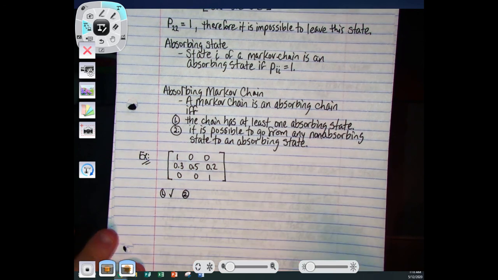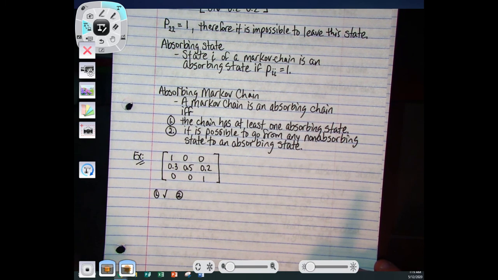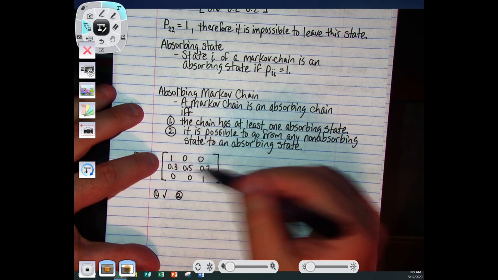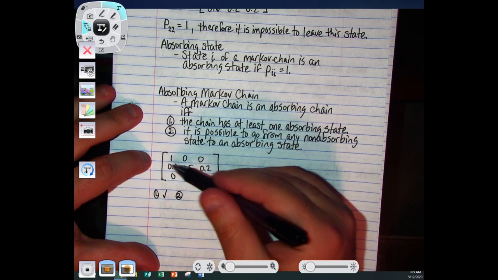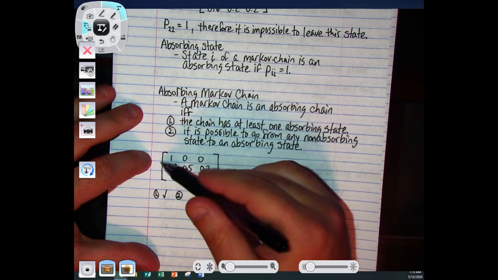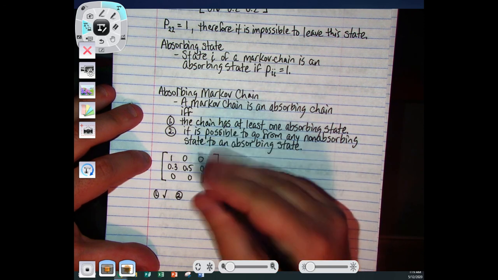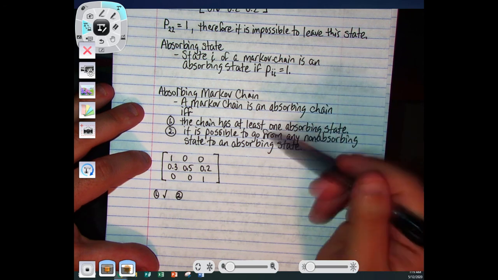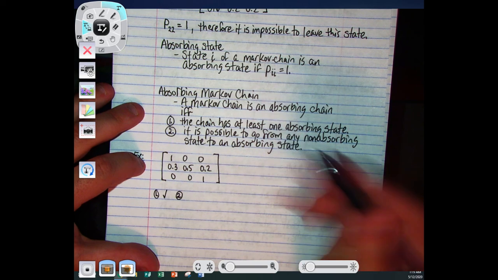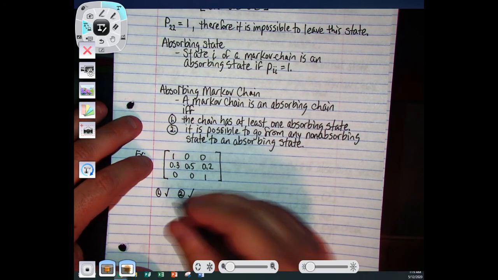So for step 2, is it possible to go from any non-absorbing state to any absorbing state? Well, the only non-absorbing state is state 2. So is it possible to go from 2 to 1? Yeah, there's a 0.3 probability. Is it possible to go from 2 to 3? Yeah, there's a 0.2 probability. So is it possible to go from non-absorbing state 2 to 1 and 3? The answer is yes, so therefore it checks. So therefore it is absorbing.